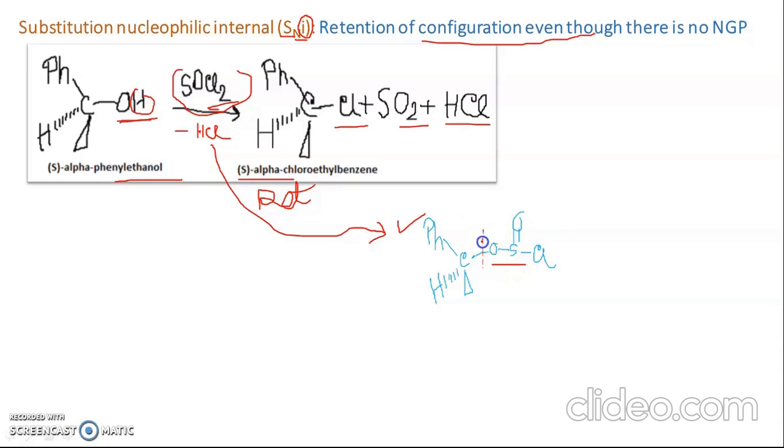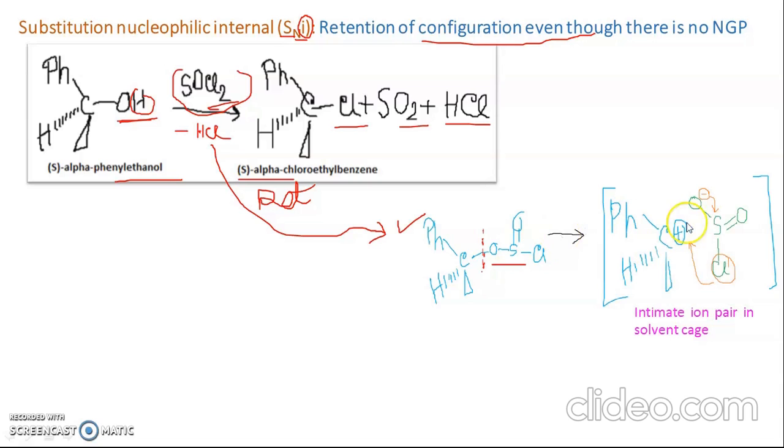Now if this carbon-oxygen bond is broken, what will happen? You will get an intimate ion pair in a solvent cage. That is why this type of bracket is there. So why is it an ion pair? Because there is a positive charge and a negative charge. That is why they are an intimate ion pair. These two opposite charges are attracting each other.